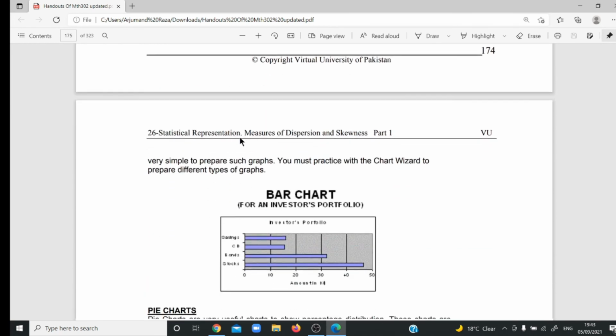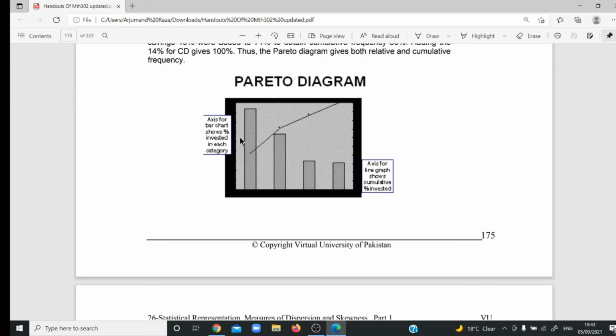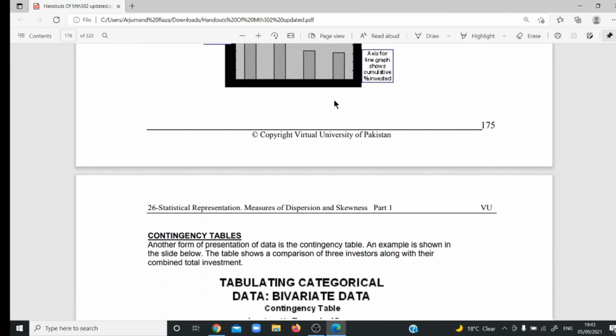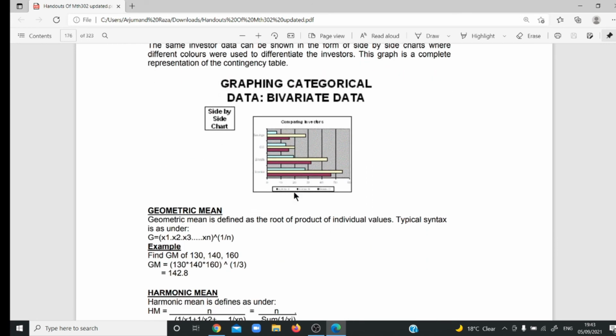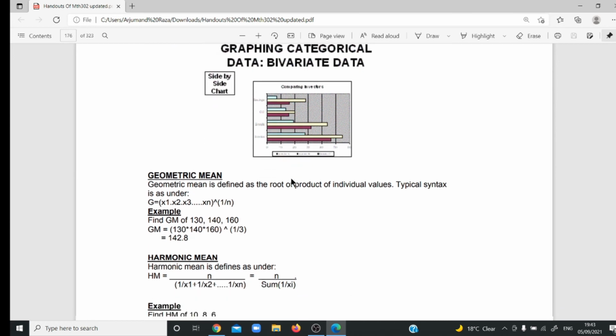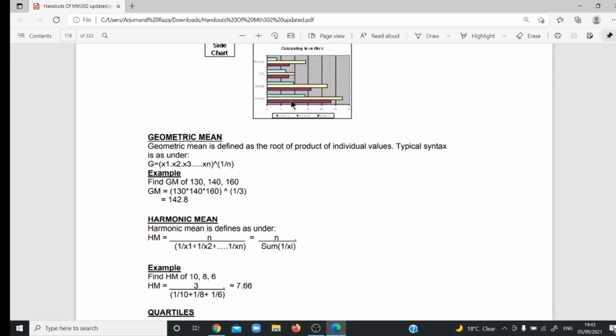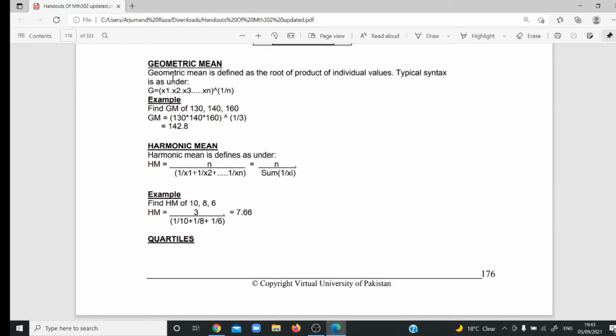Oh yeah, it's here, the Pareto diagram. I was explaining the Pareto diagram. In a Pareto diagram we have bars as well as lines together, to explain the midpoint. This is the contingency table that we learned in grades 5, 6. This is the side by side chart. We use this especially in stock markets. While I was explaining the stock exchange, I used this type of bar a lot.